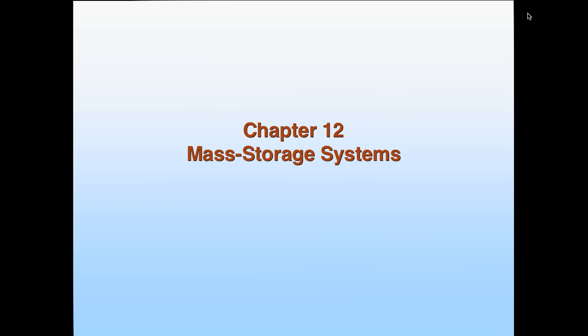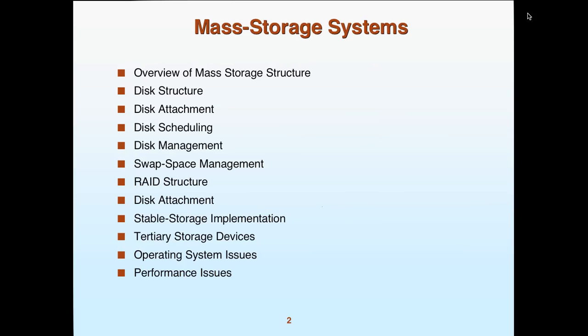So let's see, last lecture is on chapter 12. We talked about last week file systems and directory structures and file structures and things of that nature. So the last bit of the component that works with the file system itself is the mass storage system, or what's referred to as secondary storage. So for mass storage systems in operating systems, we look at what it is by concept, the structure of the disk, disk attachment, disk scheduling, disk management, swap space management, RAID and redundant disks, stable storage implementation, storage management devices themselves, operating systems issues, and then performance issues that are associated with them. So that's basically the objective of today's lecture and chapter 12 of the textbook.